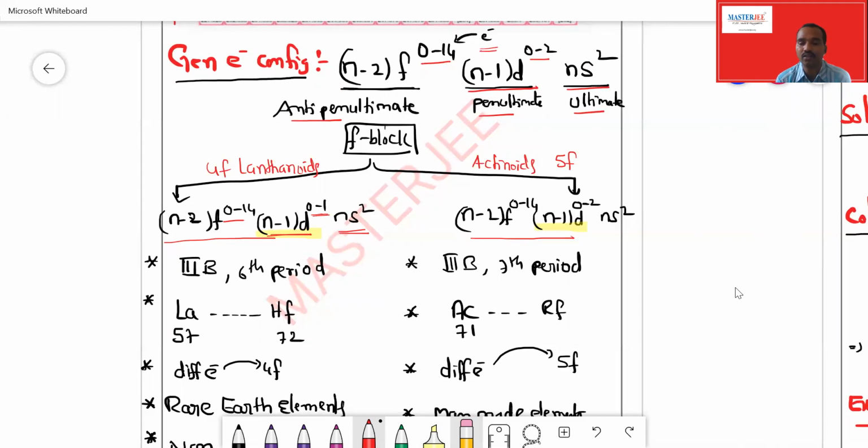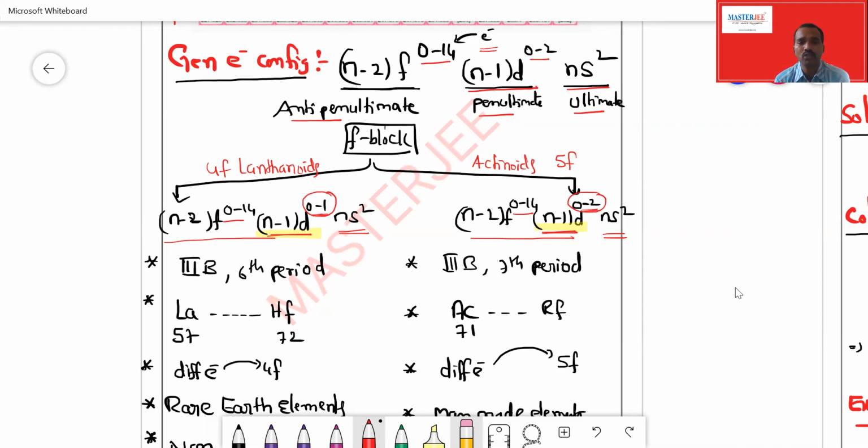For actinoids, the general electronic configuration is (n-2)f0 to 14, (n-1)d0 to 2, ns2. See the difference between these two: here it is 0 to 1, and here 0 to 2, and ns2. Remaining all things are the same.